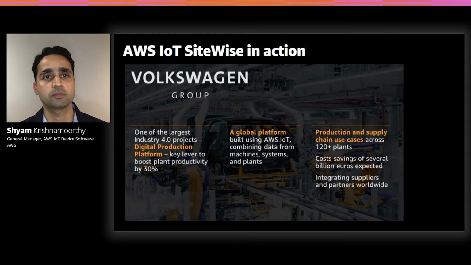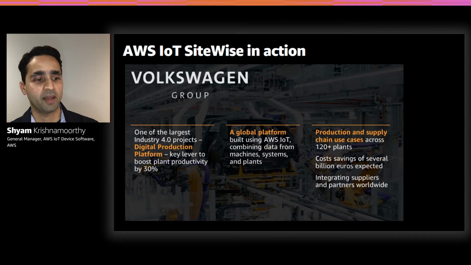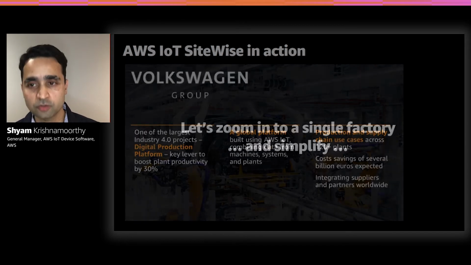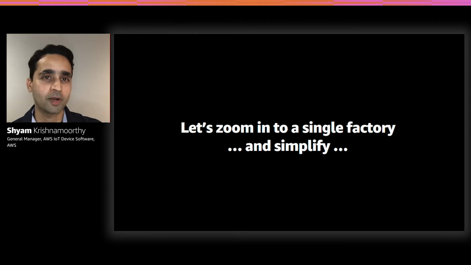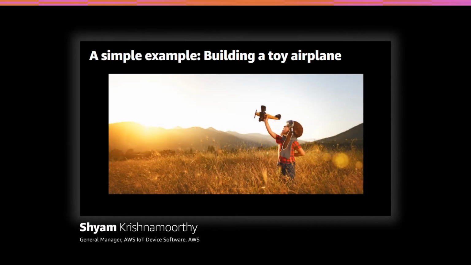Because if you think about somebody like Volkswagen and a plant that's building a car, there's going to be thousands of sensors on it, thousands of equipment data. And what I want to do is set up the use case of something simpler so you can understand what leads us to build AWS IoT SiteWise Edge. So let's zoom into a single factory, and we'll go back a little bit to our childhood and talk about building a toy airplane. And it has just 4 parts, maybe a main body and 2 wings and a tail wing.